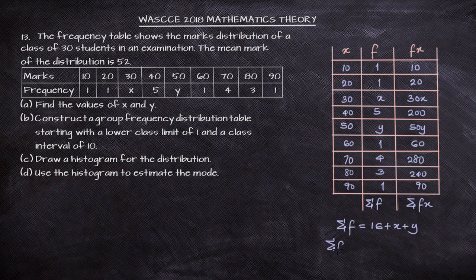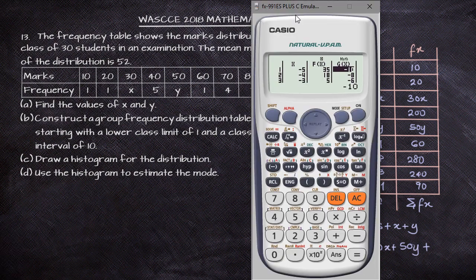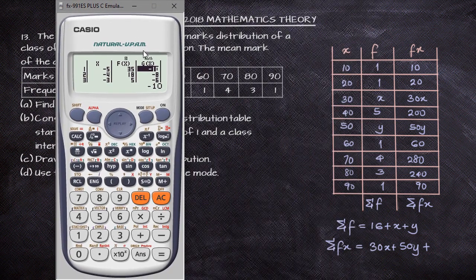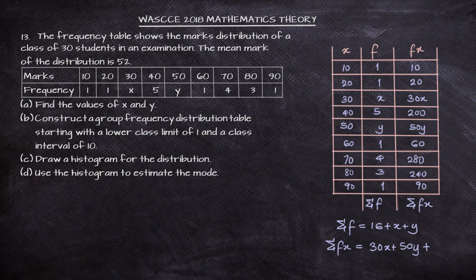And then sigma fx will be, I think we need to bring in our calculator, 30x, 50y, and then all these other values. Let's input them. We need to return to our normal mode. Okay, so 10 plus 20 plus 200 plus 60 plus 280 plus 240 plus 90. That's 900. Okay. So sigma fx is 30x plus 50y plus 900.